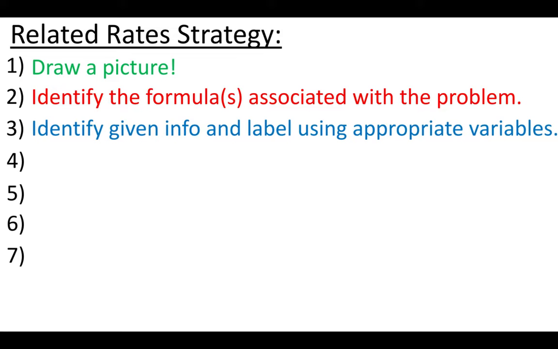If it's a rate of change, so if it says it's changing at this rate, or shrinking or growing or moving, you should always have a d, whatever variable, over dt. So that should always have a d with a dt if it's changing.